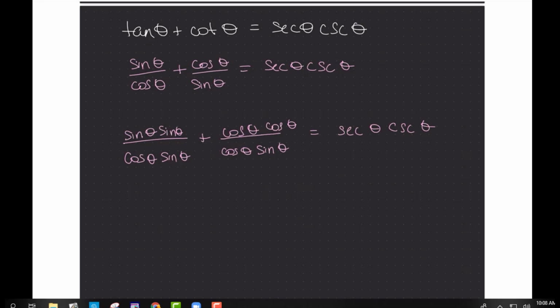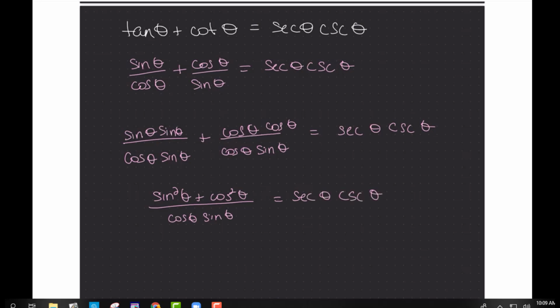So now I'm going to write it as one fraction. Sine times sine is sine squared. Plus cosine times cosine is cosine squared. I forgot my theta. Plus cosine squared of theta all over cosine theta sine theta, right? Equals secant theta cosecant theta.